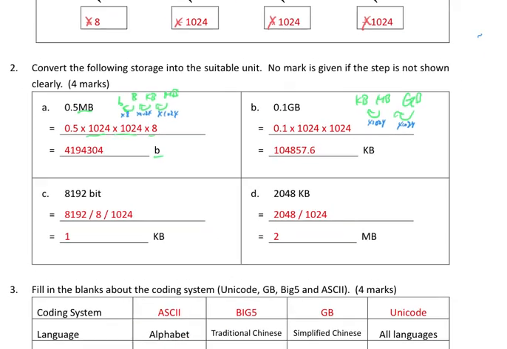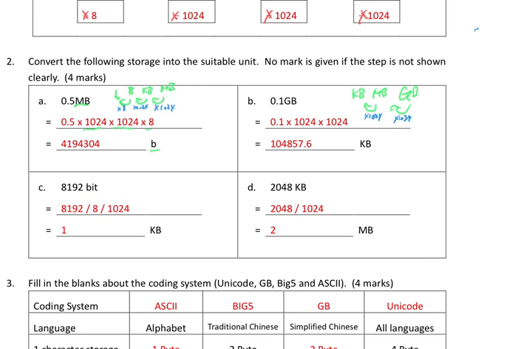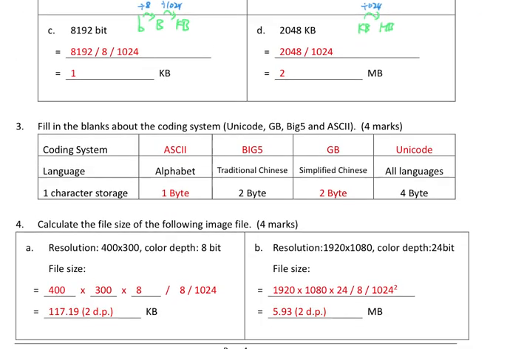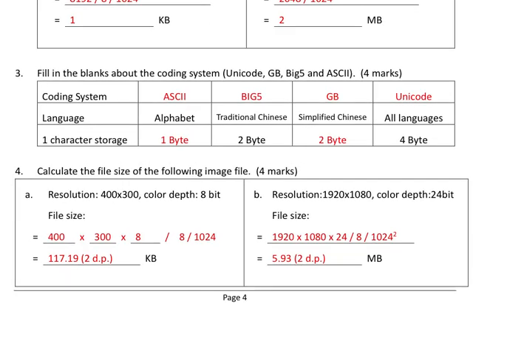Okay, and then for question 3, so bit is bit, so we'll change from bit to bytes and then to kilobyte. So we need to divide it by 8 for 1 time, and then divide it by 1024 for 1 time. Okay, so the answer should be 1. And then question D, kilobyte to megabyte, we need to divide by 1024 for 1 time. Okay, so finally we get the answer.